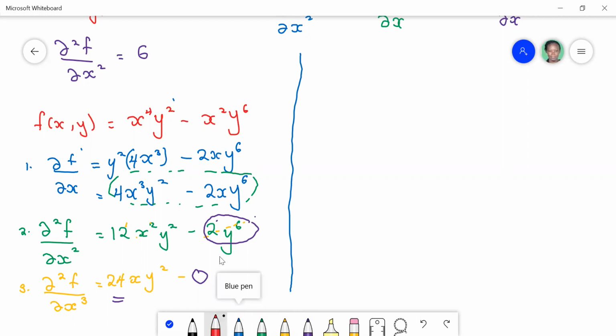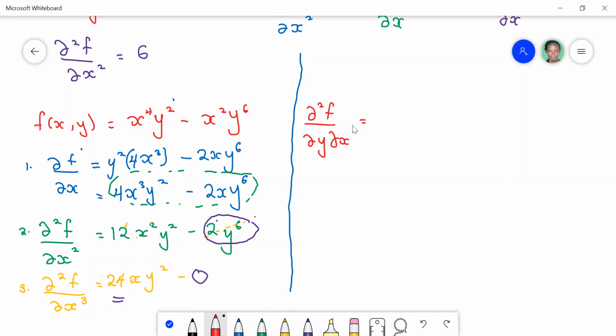If I had to, let's say, this is still our function, and you're asked to find the derivative, let's say, squared of f, y, partial derivative of x. What does this mean?